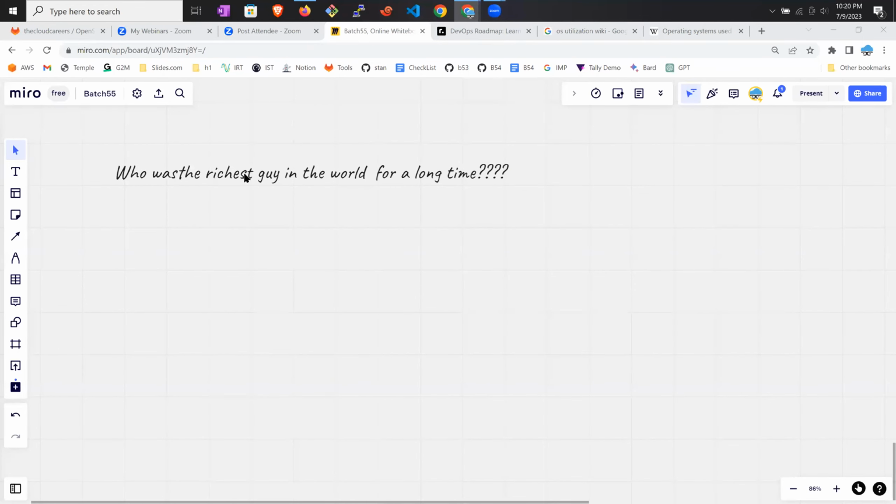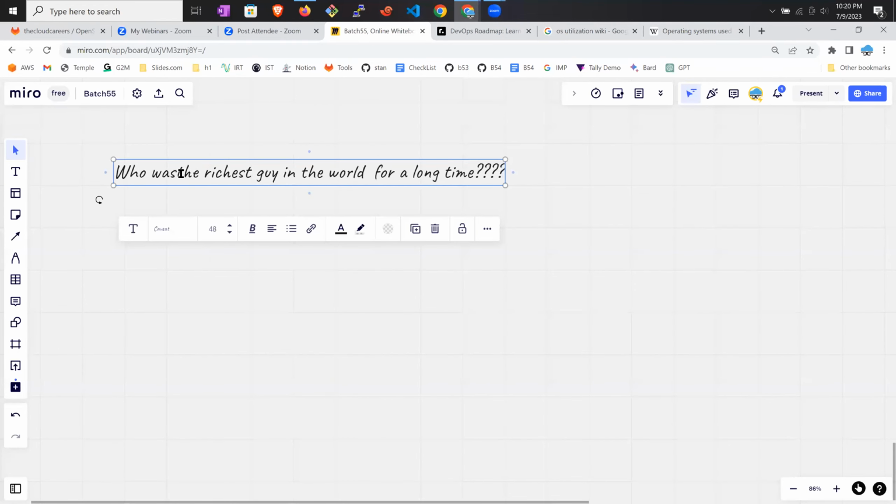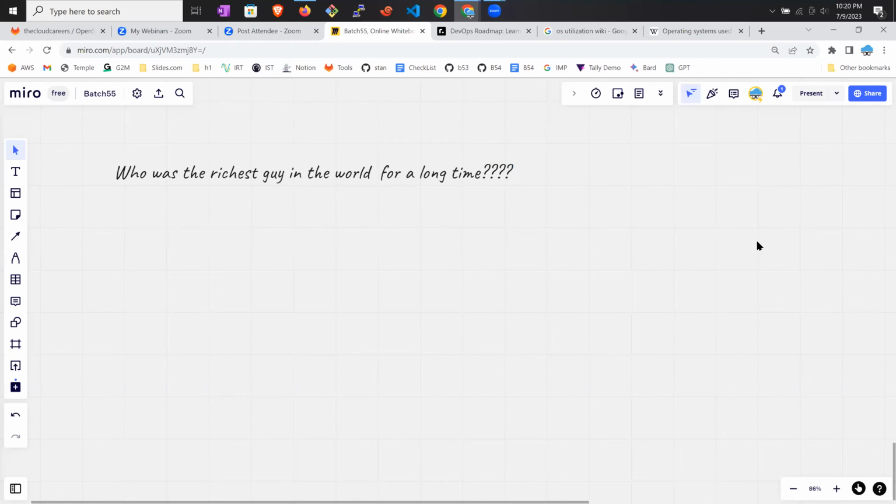Who was the richest person in the world for a very long time? Elon Musk. Bill Gates. Exactly. Bill Gates is a person who was one of the richest guys in the world for a very long time. Do you know why?